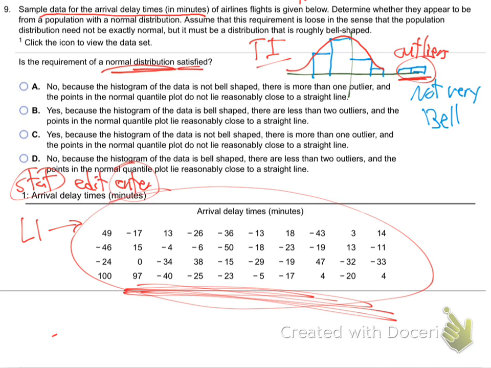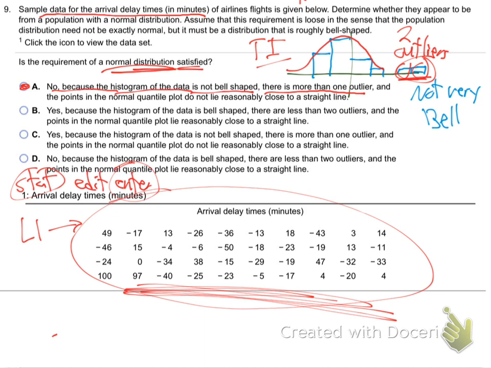So that's why we say it's not bell. And so that's answer A. No, because the histogram of the data is not bell-shaped. There is more than one outlier. Yeah, you can't have 2. See how this is 1 and 2 little bars out there. You can have one outlier, but having more than one, like 2, just means that data is not really bell-shaped. It's bell with a couple outliers, and that means it's not bell, really.